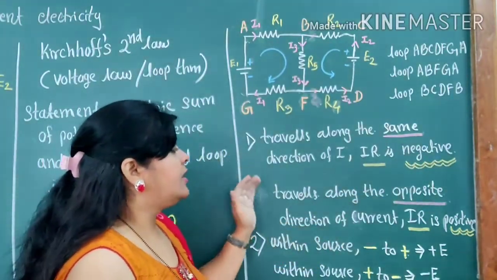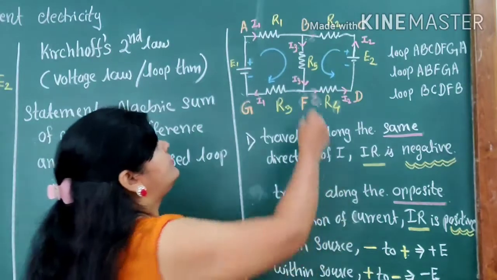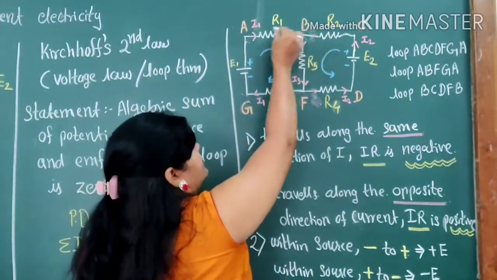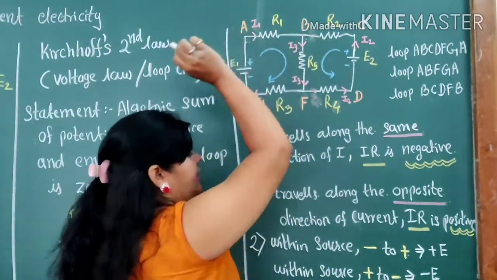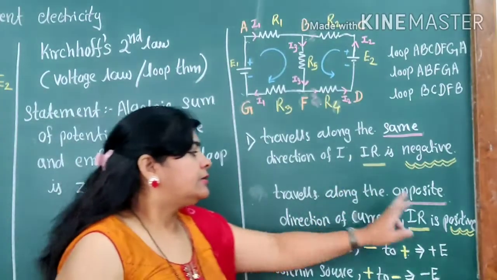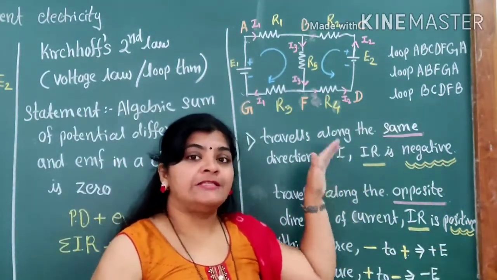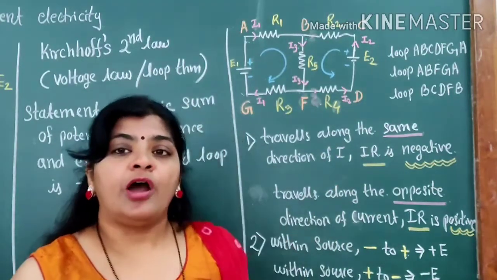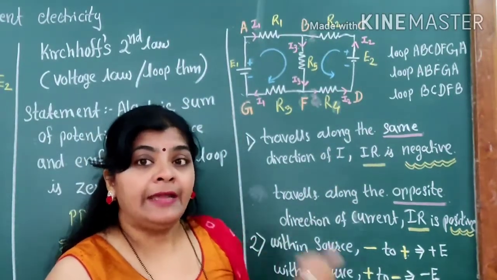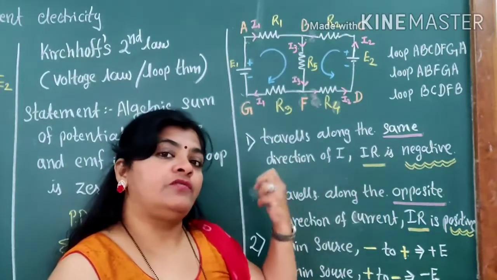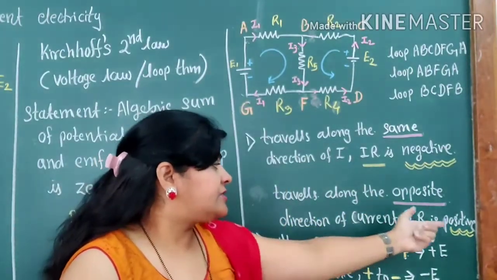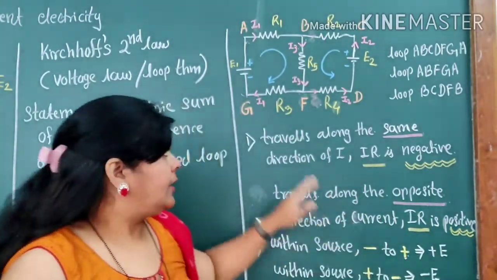If you travel along the opposite direction of the current, that is, if I travel from B to A, then the product is taken as positive. Means along the same direction of the current, the product is taken as negative. In the opposite direction of the current, the product is taken as positive.